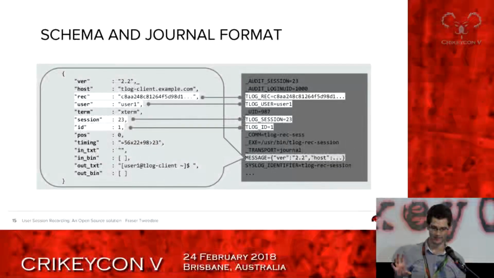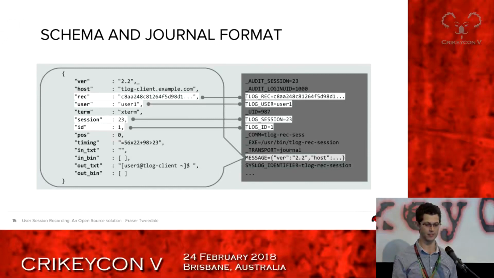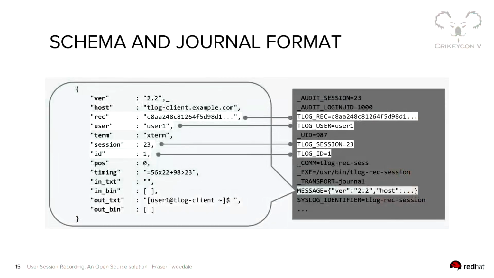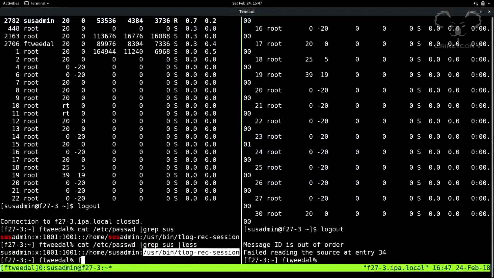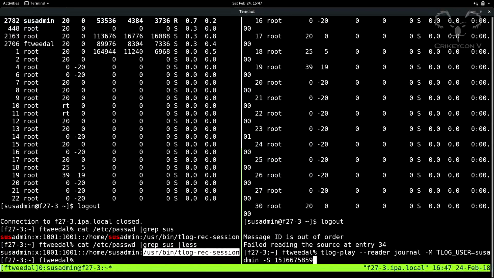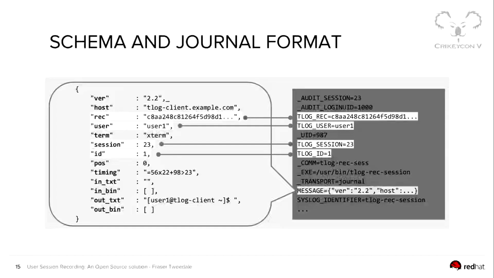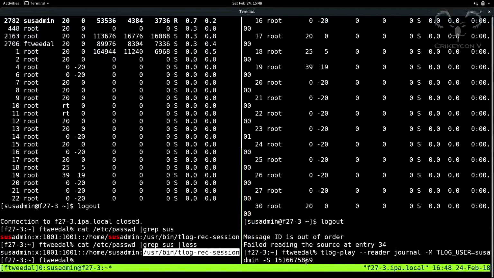At the right is the journal message format. As well as including the whole message, we lift some of these fields from that JSON message up into journal parameters. So we store TLOG_REC, TLOG_USER, TLOG_SESSION, and the sequence number. And so you can see when I ran tlog-play with the reader journal, the -M option is used to give search parameters for the journal reader, and we say TLOG_USER=sysadmin. So this is actually reading these dynamic or arbitrary key-value data in the journal entry. So that's how it's finding the session. -S is a start time, so it starts searching the journal at this time.